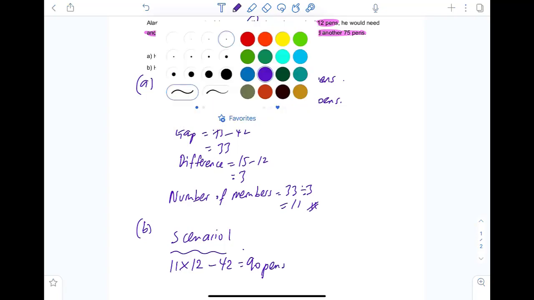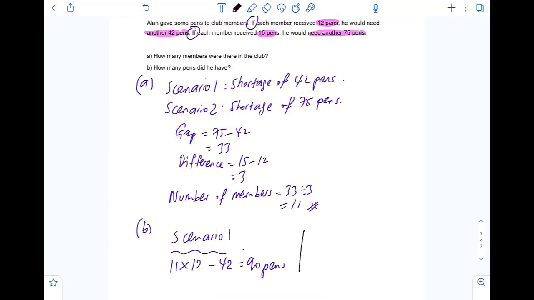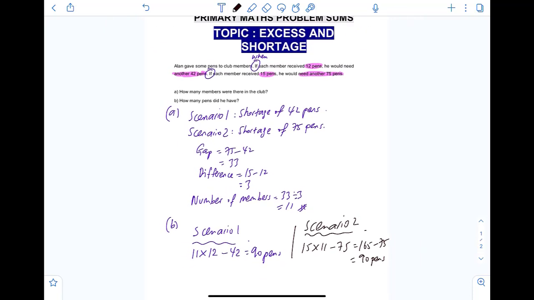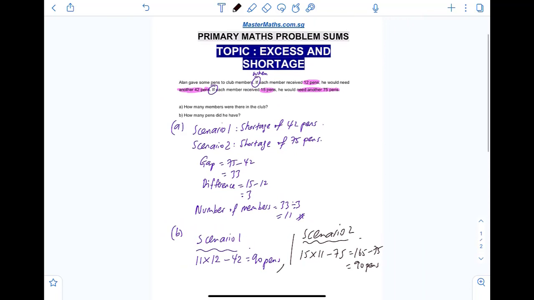We can check our answers by using scenario 2. Each member got 15 pens, so 15 times 11, he'll be short of 75. 15 times 11 will be 165, minus 75, that will still give you 90 pens. Final answer, 90 pens.